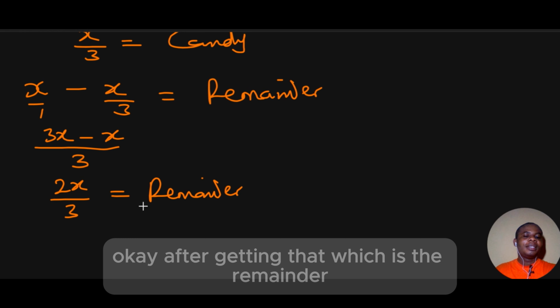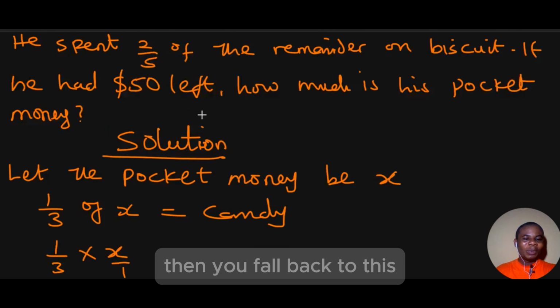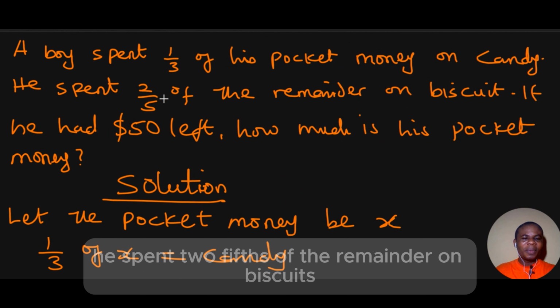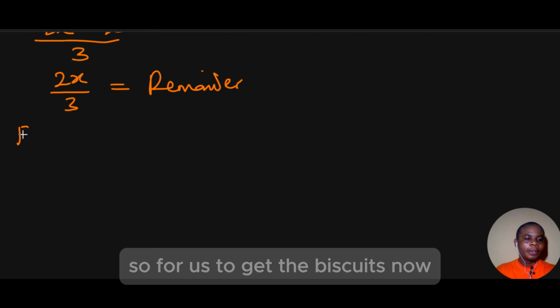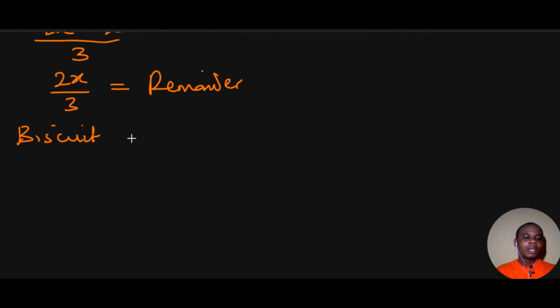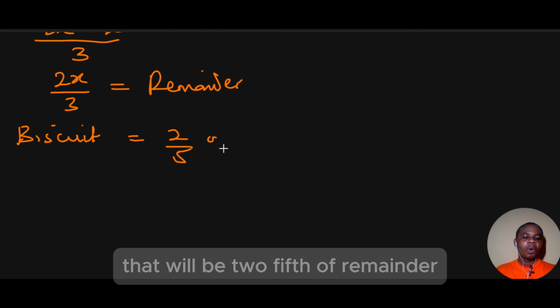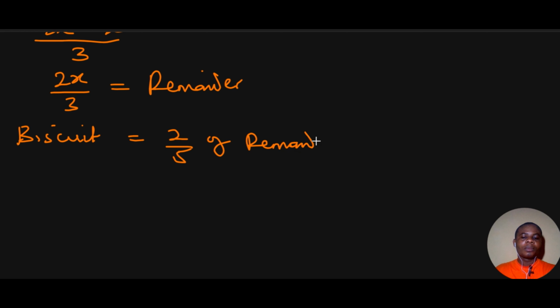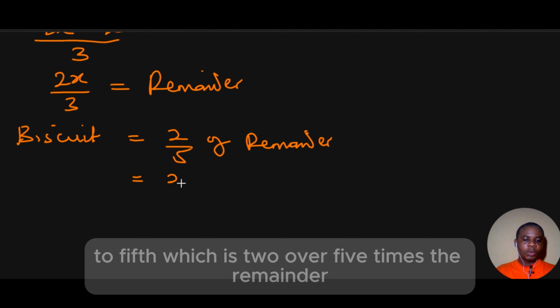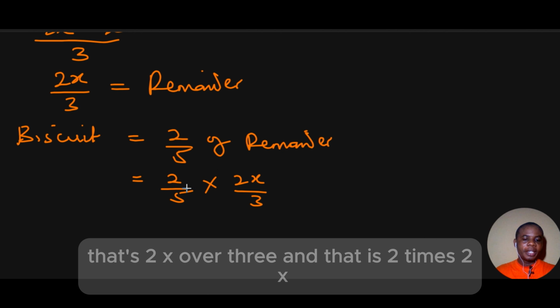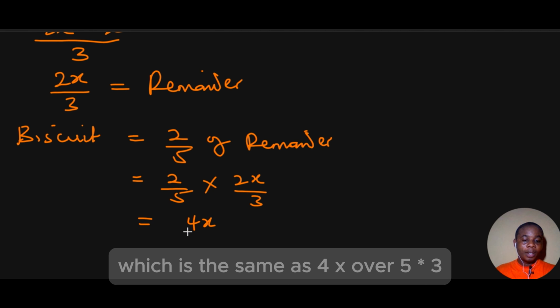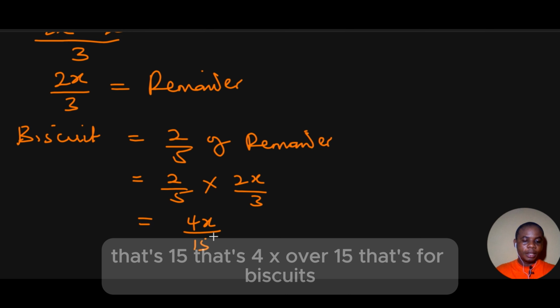Okay? After getting the remainder, then you fall back to this. He says he spent two-fifths of the remainder on biscuits. So for us to get the biscuits now, that will be two-fifths of the remainder, which is 2/5 times the remainder. What's the remainder? That's 2x over 3. And that is 2 times 2x, which is 4x, over 5 times 3, that's 15. That's 4x over 15. That's for biscuits.